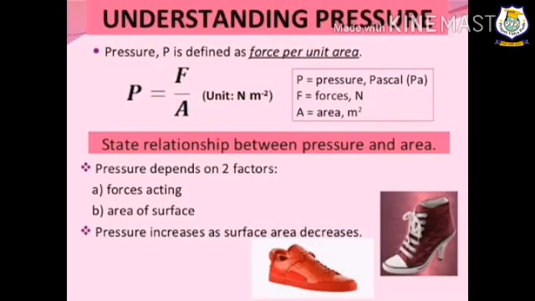Now pressure. We have already read that pressure is defined as force per unit area. That means force upon area. So the unit of pressure will be Newton per meter square, or you can say Pascal. And pressure depends on 2 factors. First, force. Second, area. As area decreases, pressure increases.